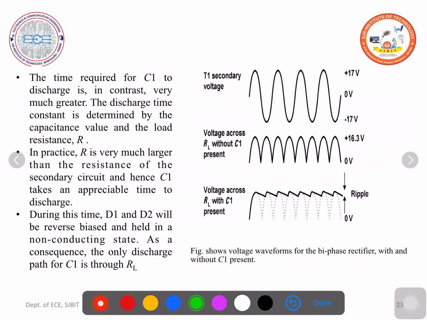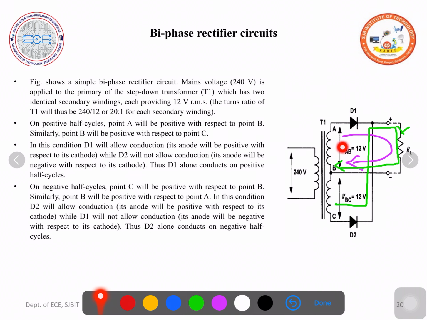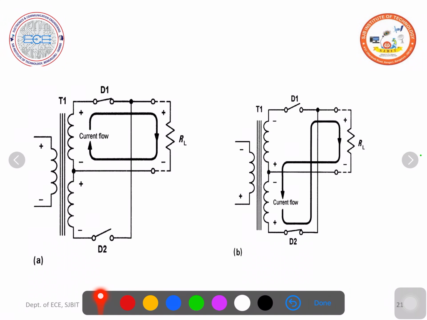So the waveforms here: this is the primary winding voltage, and the secondary winding voltage. As the two diodes are conducting and the current flows through the load in the same direction, you get the voltage across RL, without the capacitor filter, like this. At 12 volts at the secondary, the peak is root 2 times 12, so it is 17 volts. Here there is a voltage drop of 0.6 volts, so you will get 16.4 volts peak voltage. So this is the working of the biphase rectifier during the positive half cycle and the negative half cycle.